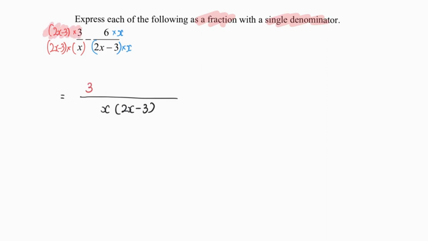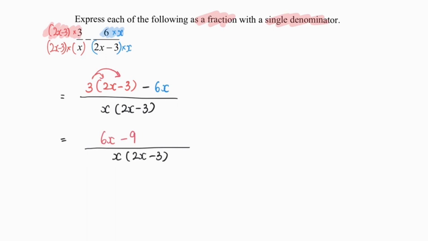Again, you see that I do not expand out the bracket straight away. Rather, here will be 6x minus 6x. And then this is the time where I expand and simplify the numerator. 3 times 2x, 6x, 3 times negative 3, negative 9. I will still have my minus 6x here.